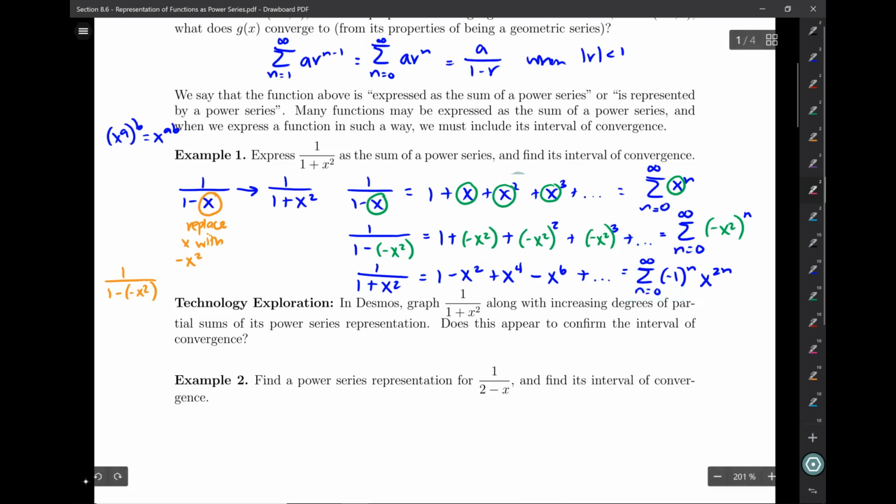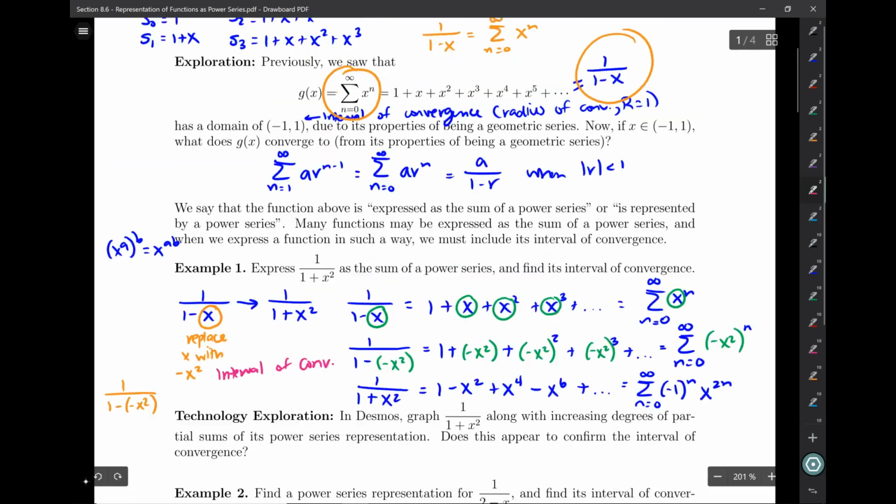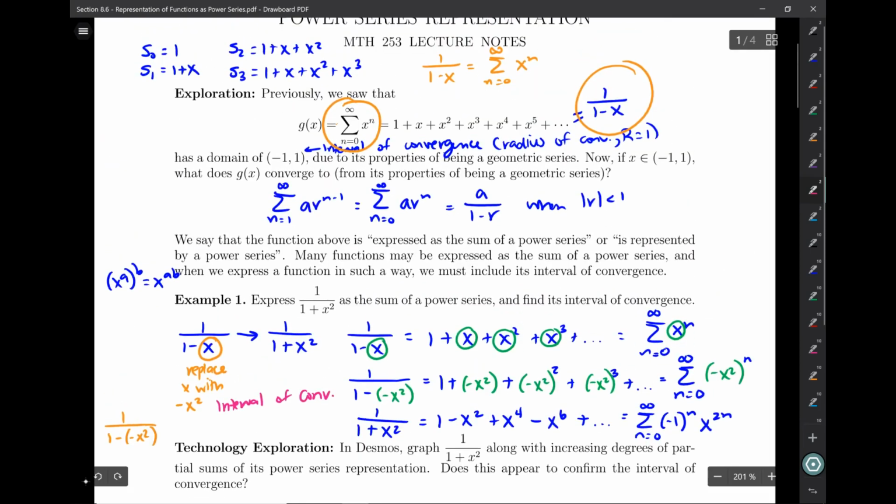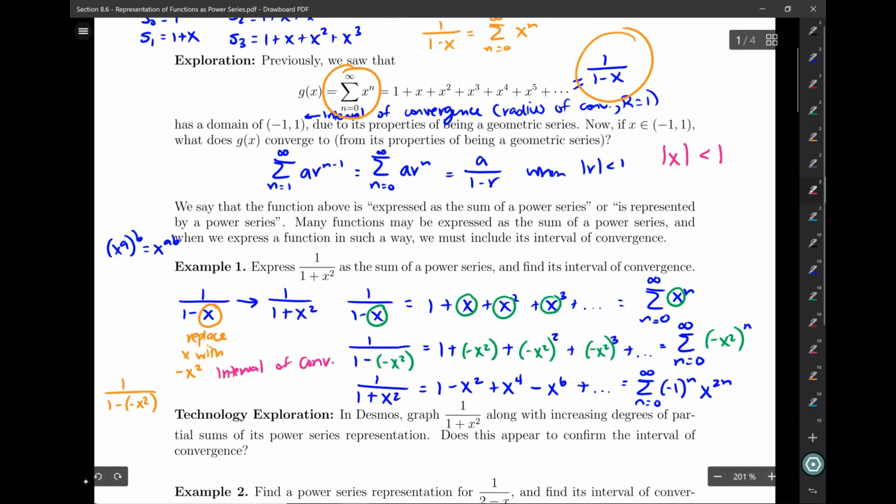Now the second question is find its interval of convergence. So the interval of convergence would be, again, this is not going to be true for all x. It's only going to be true for a specific range of x values. In that particular range of x values, let's write it over here, interval of convergence. Now we know that this interval of convergence was that the absolute value of x had to be less than 1. So just like over here where I replaced all of the x's with a negative x squared, I can do that here also.